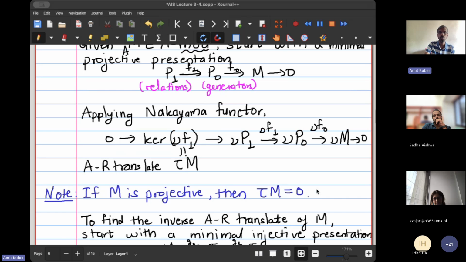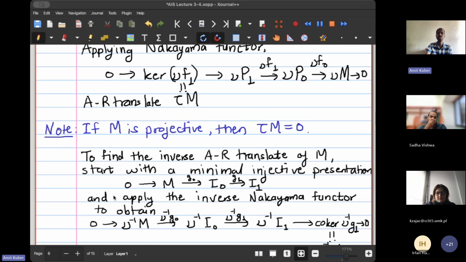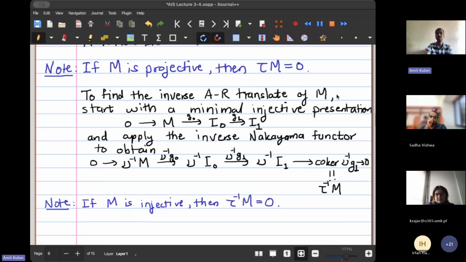Okay, so we can do the reverse process as well. We can find the inverse Auslander-Reiten translate, which we will write as tau inverse. So you start with a minimal injective presentation, 0, M, I0, I1, and apply the inverse Nakayama functor now, and do the same procedure. Now you have obtained new inverse I0 to new inverse I1, a map between projectives, and you take its co-kernel. The new inverse M is not playing any role here, and new M is not playing any role here. All we really care about is this middle thing.